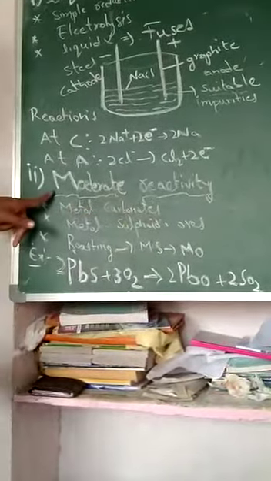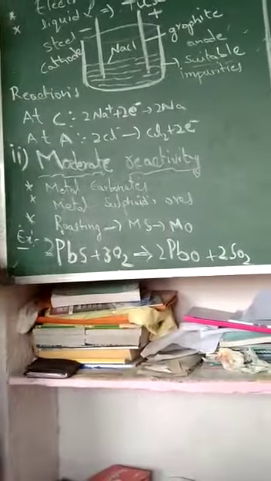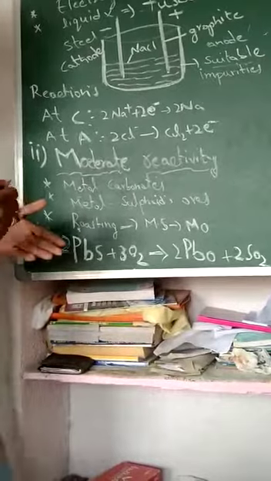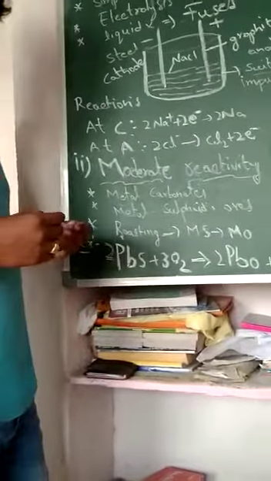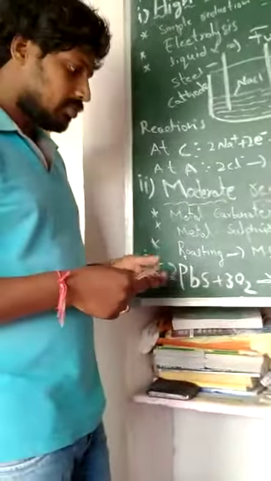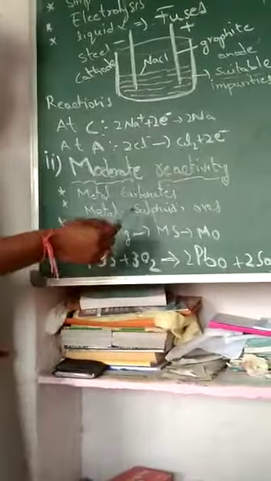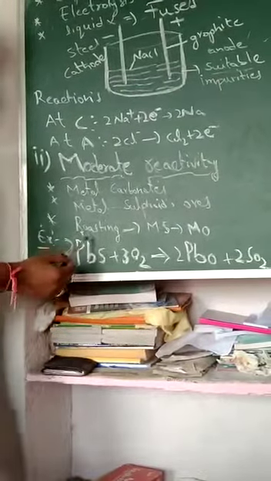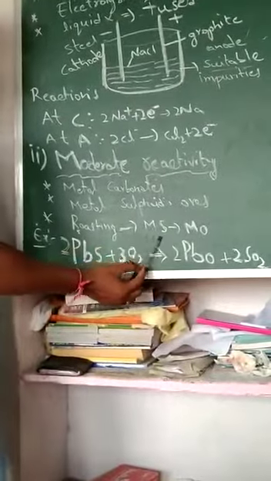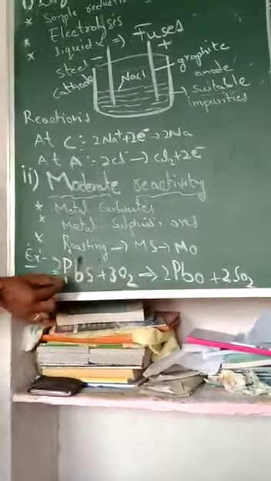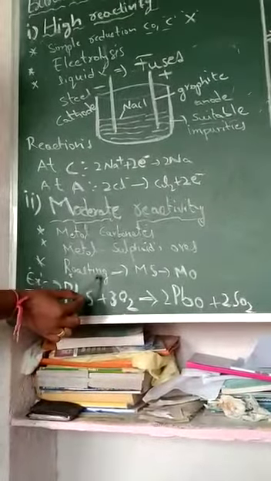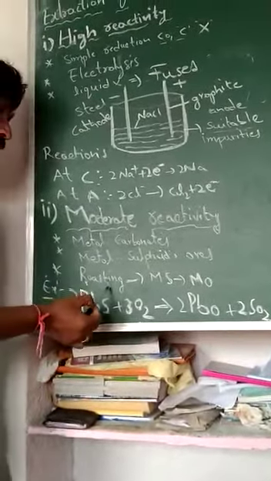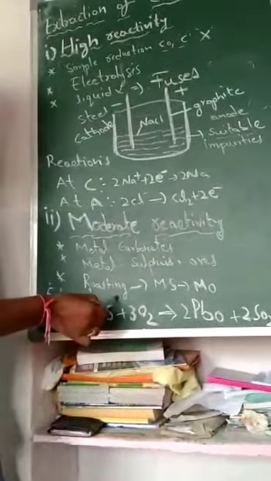Next, the second step: moderate reactivity metals. We already know that moderate reactivity metals include zinc, iron, tin, lead and copper. These metal ores are either metal carbonate ores or metal sulfide ores. For conversion of metal sulfide ores into metal oxide, we conduct roasting. Roasting is a simple pyrochemical process. Pyrochemical processes are the processes which take place at higher temperature.